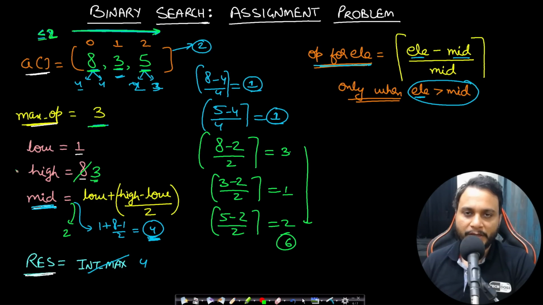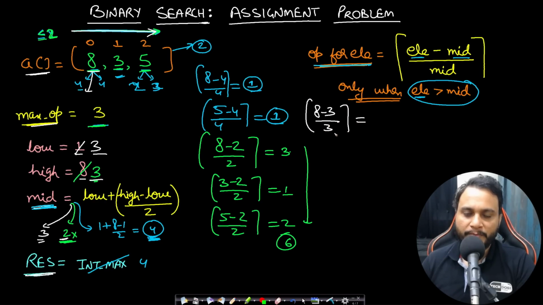But the max operations allowed are 3. So you cannot get your final list with the maximum value in the list being 2. So this is not working for us. If this 2 is not working, I will always go to the right-hand side and check for some higher value, right? So I will update my low to mid plus 1, which will be 3. In this case, low and high are the same value, so the mid will also be 3. Let's check the assignment for 3. If you check for 3, how many operations do you want to do on this 8? On this 8, I will do 8 minus 3 by 3.